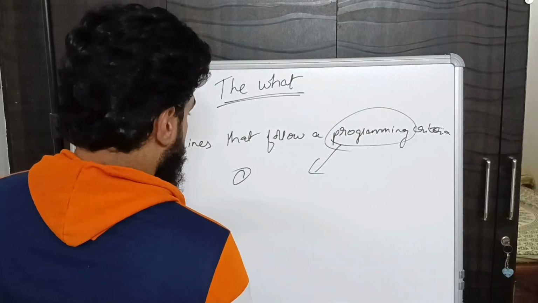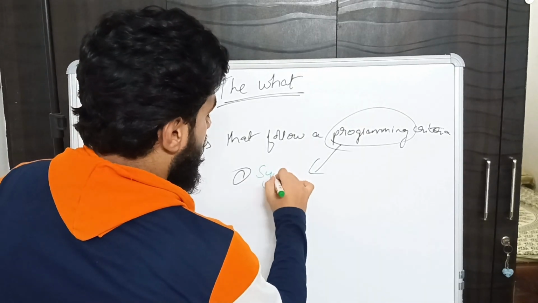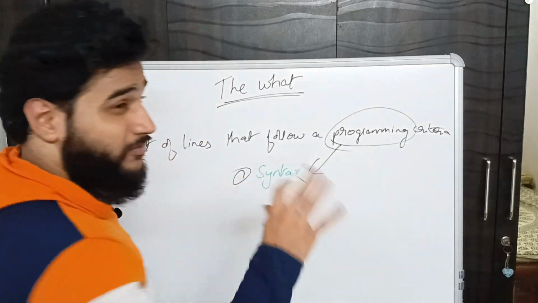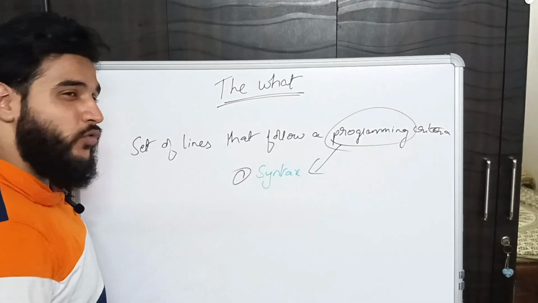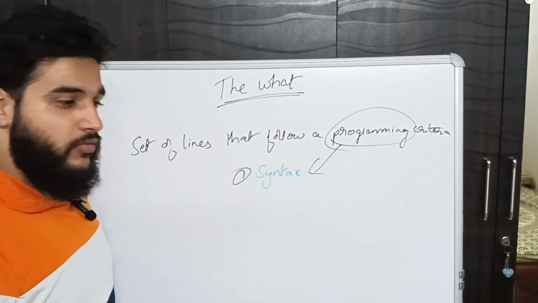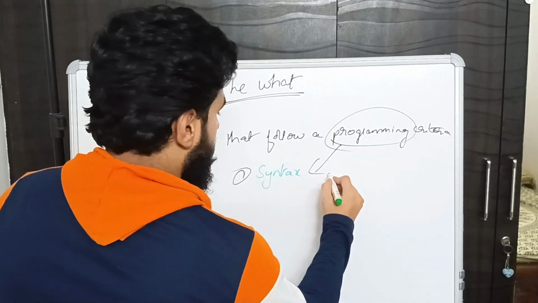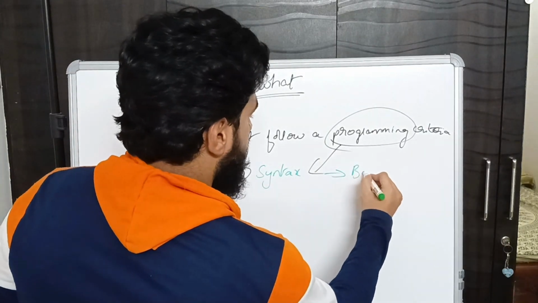Number one, this needs to contain syntax. So everything in this world is basically bound within its selected or defined boundaries. It cannot pass through those boundaries. Those boundaries are nothing but syntax.